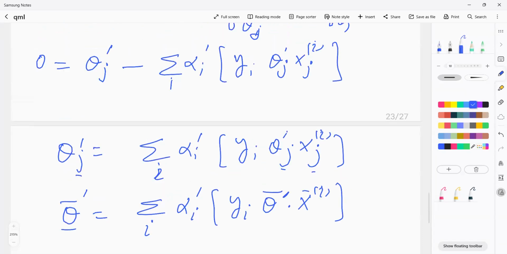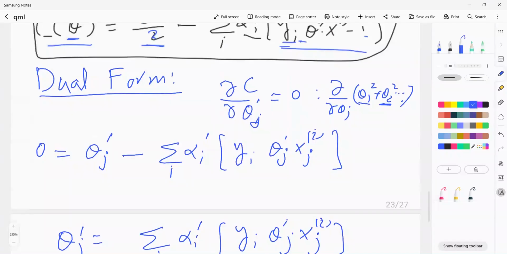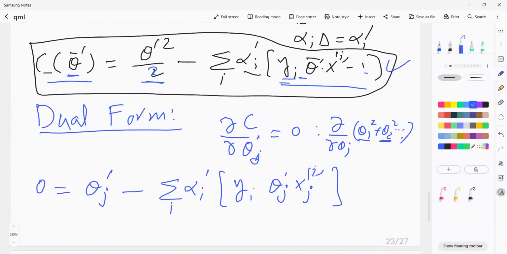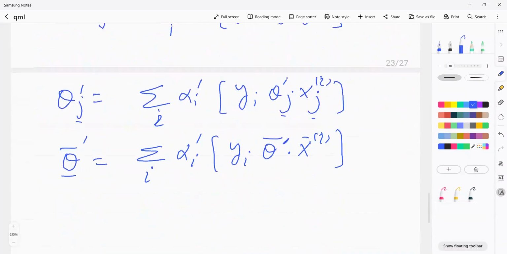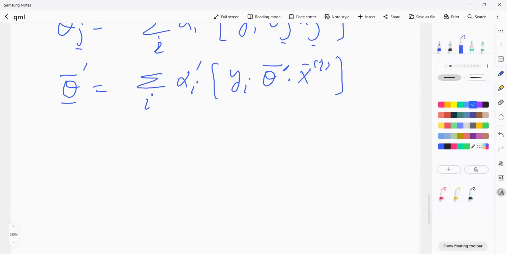And now if I substitute this value of theta back in this cost function, what do I get? So let's substitute it here. I'm going to substitute for this as well. So the cost function as a function of theta and alphas.